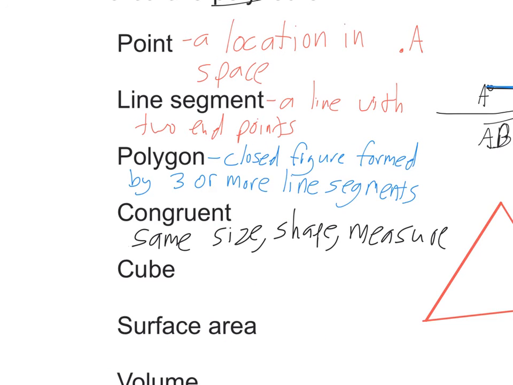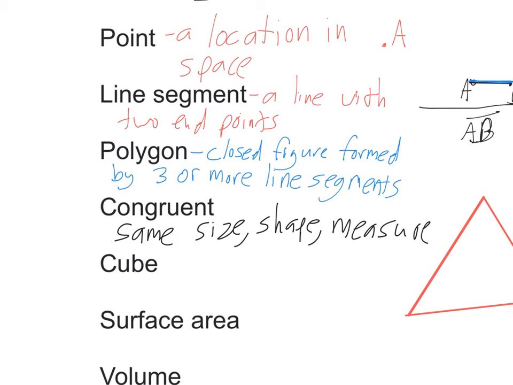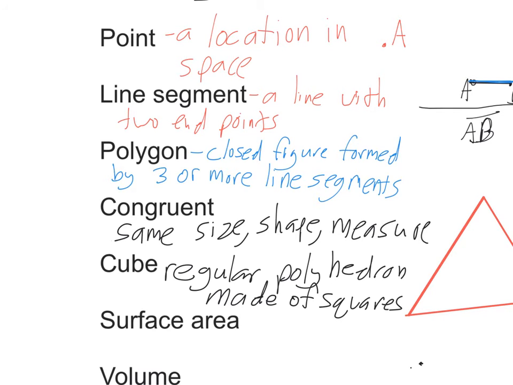And that's where congruent comes in, in terms of being regular. Regular polygons have all the sides the same and all the angles the same. So congruent relates to that: congruent things have the same size, shape, and measure. If I talk about two angles, they both have the same measure. If I talk about two congruent triangles, they would have the same size, shape, and measure. A cube, what I just drew, is a regular polyhedron with six faces that are congruent squares. So it's kind of unique in that sense: a regular polyhedron made of squares.